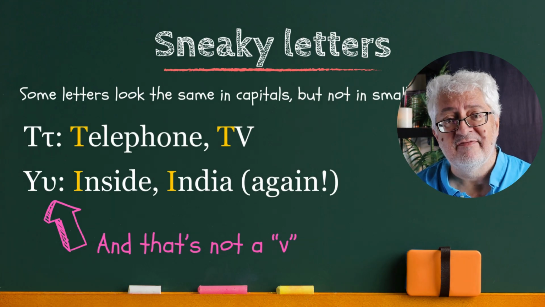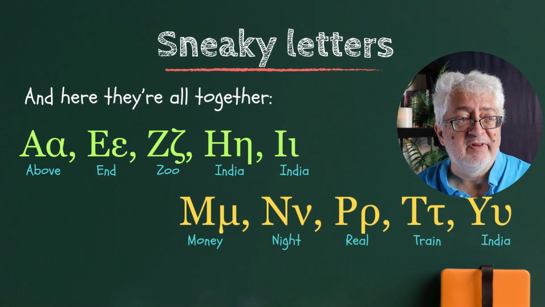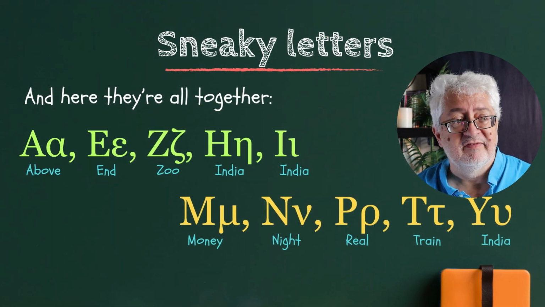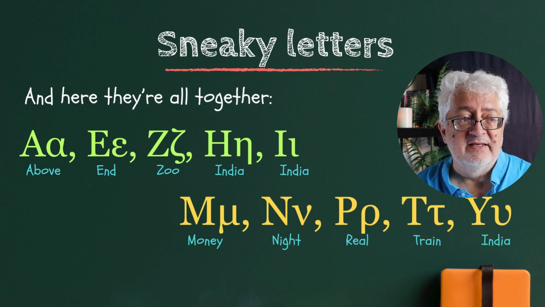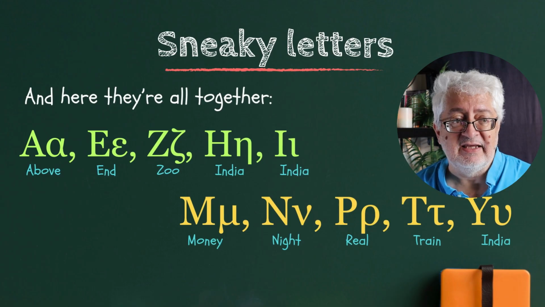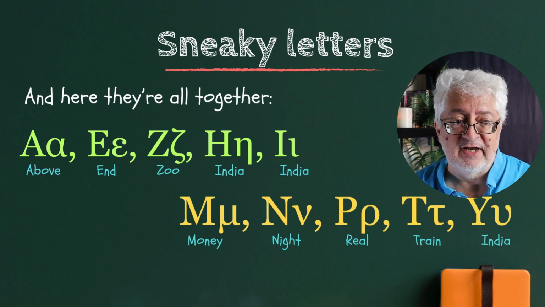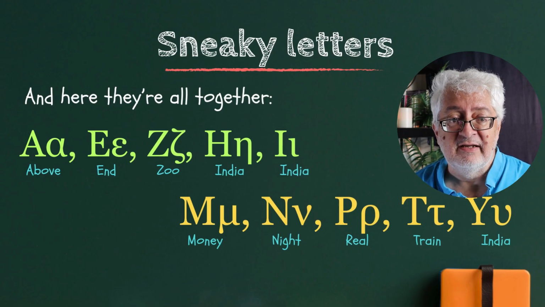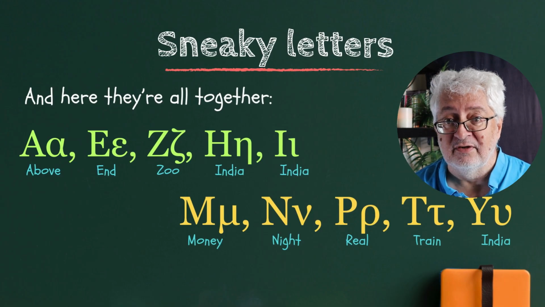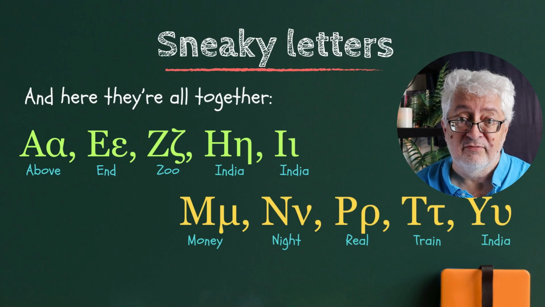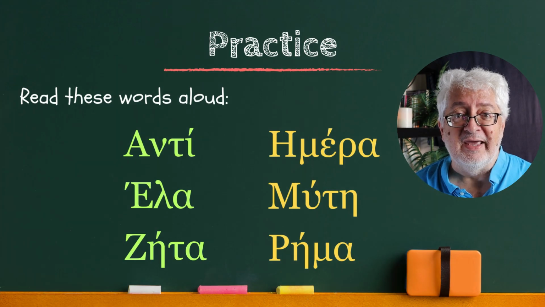And so now here we have an overview of all these letters, so you can try to remember them. Here they are all together. You have the A like above, the E like and, the Z like zoo, the E like India, another E like India, the mi for money, the ni for night, the ro for real, the T for train, and the E again, the epsilon for India. So you see you have 3 E's already in this list of letters. Okay, now let's practice it.